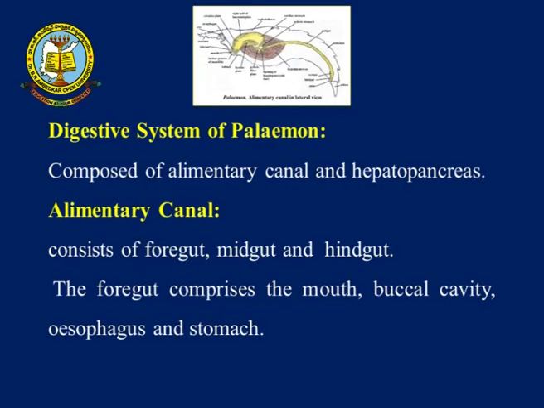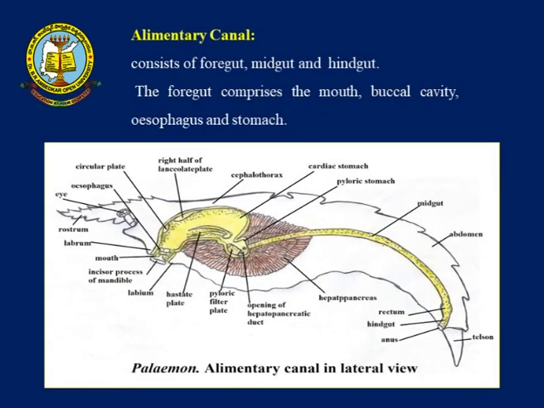Coming to the different organ systems in Palaemon, the first one is the digestive system. It is composed of the alimentary canal and the hepatopancreas. You can see the alimentary canal, the stomach region, and surrounding half of the stomach region is the hepatopancreas. The alimentary canal consists of the foregut, the midgut or mesenteron, and the hindgut.